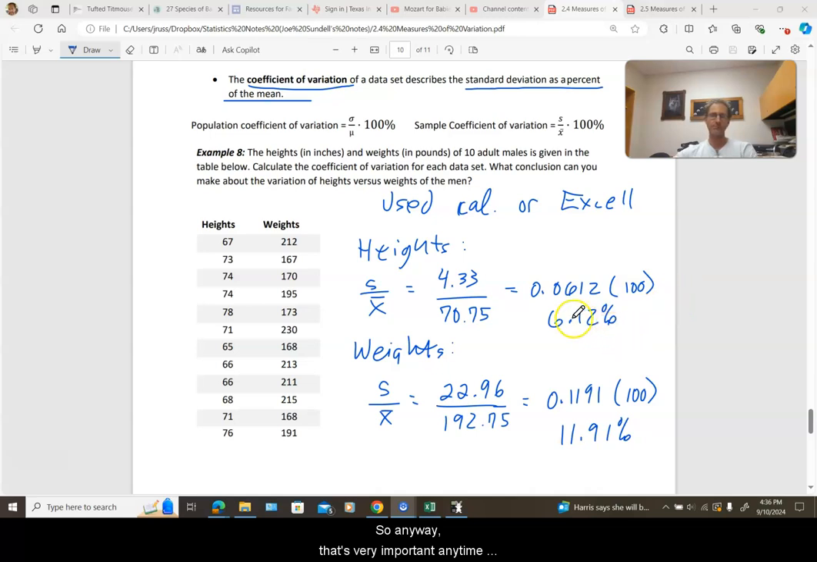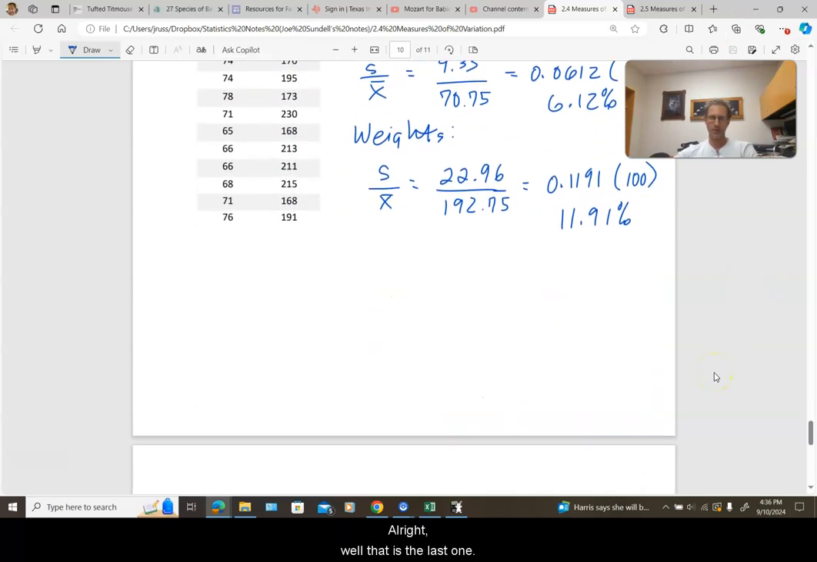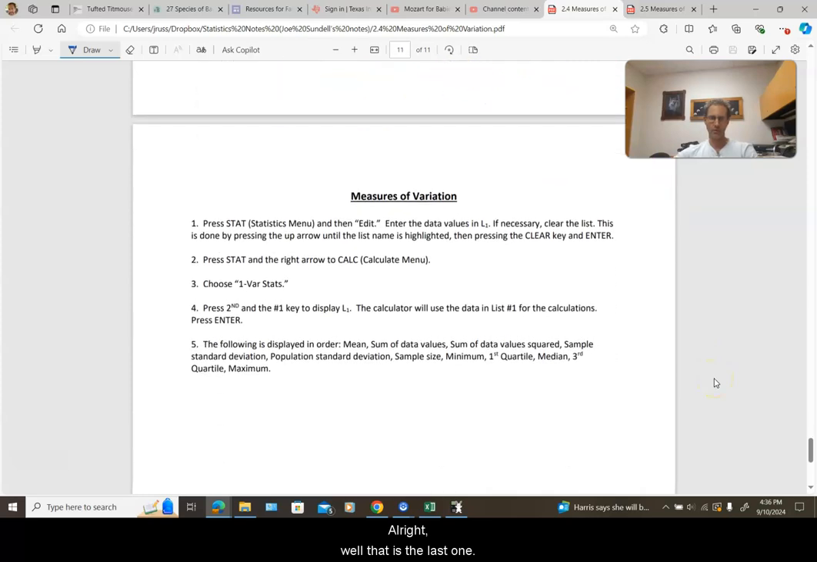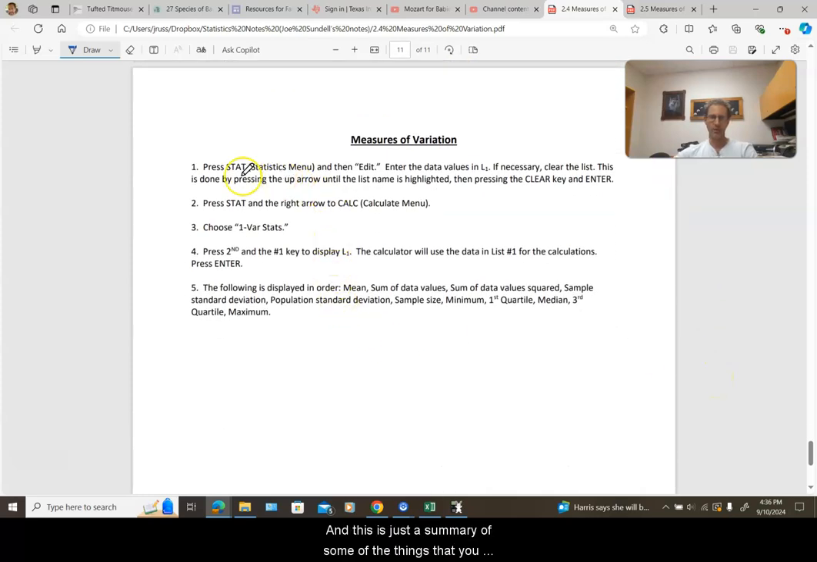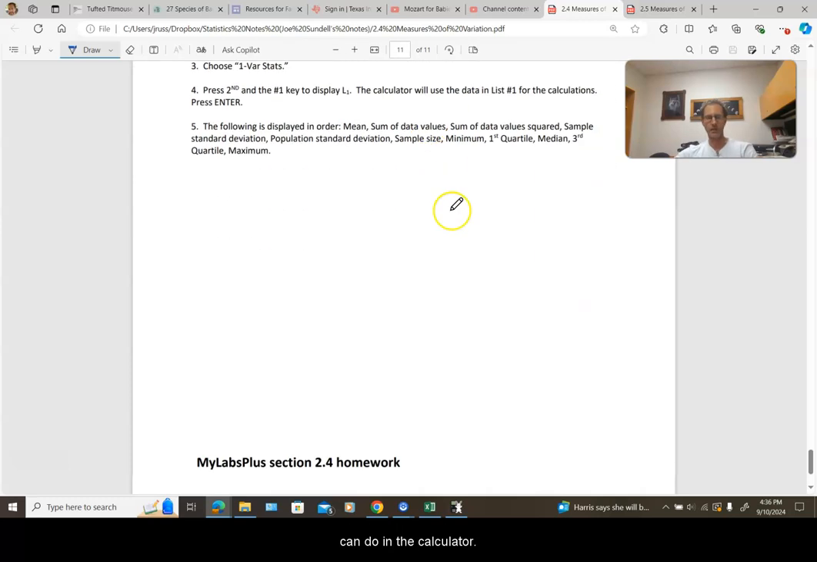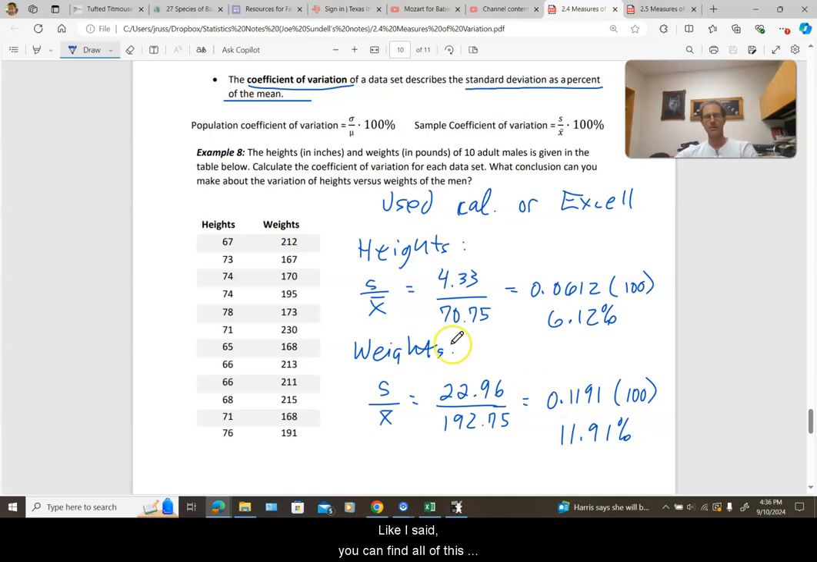So anyway, that's very important anytime you're dealing with 2 different data sets. Alright, well that is the last one, and this is just a summary of some of the things that you can do in the calculator. Like I said, you can find all of this information in the calculator.